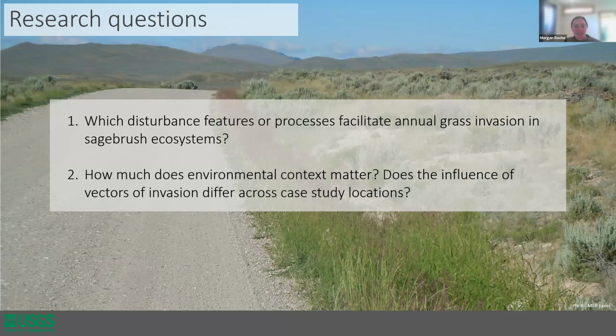We're planning on addressing two main questions. The first: we aim to understand which disturbances and processes act as vectors of invasion in sagebrush ecosystems. And second: how much does environmental context matter in determining vector behavior and consistency in vector behavior?